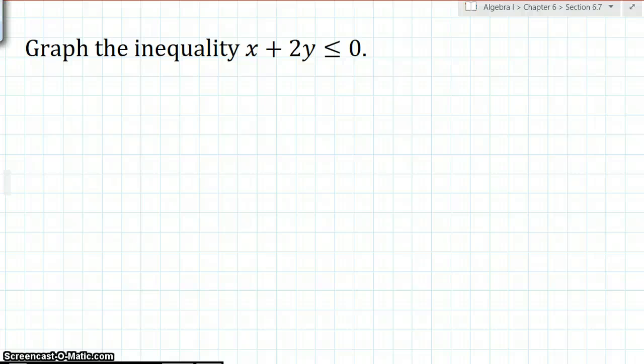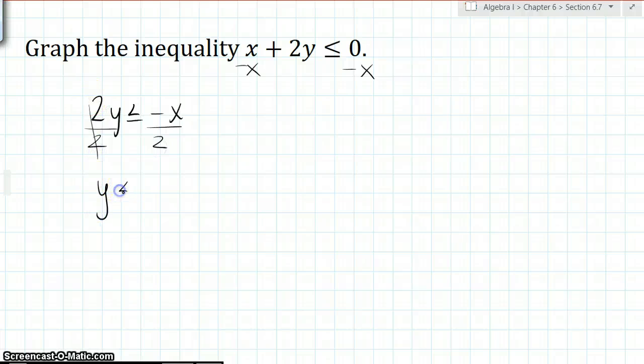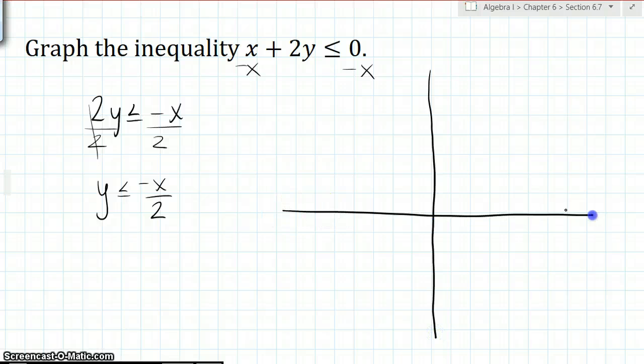So let's do another one. Before I graph this one, I'm going to get y all by itself so I can see my y-intercept and my slope. So I'm going to subtract x to the other side. You don't have to write 0 minus x, you can just write negative x. And then divide both sides by 2. So this is my equation.